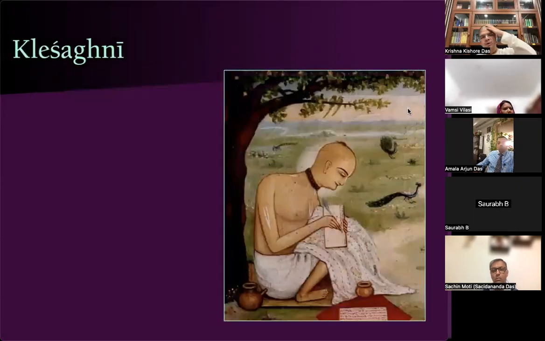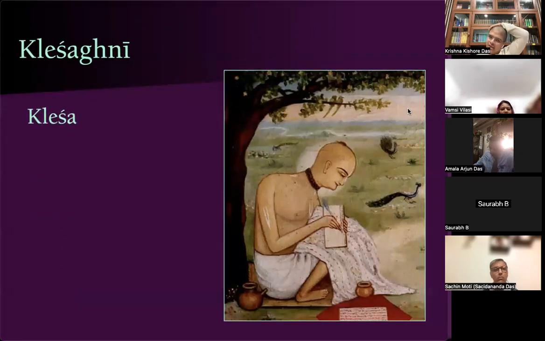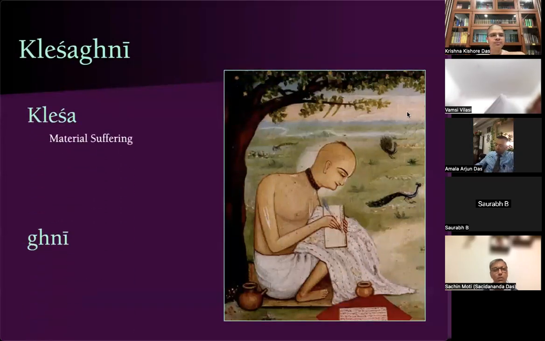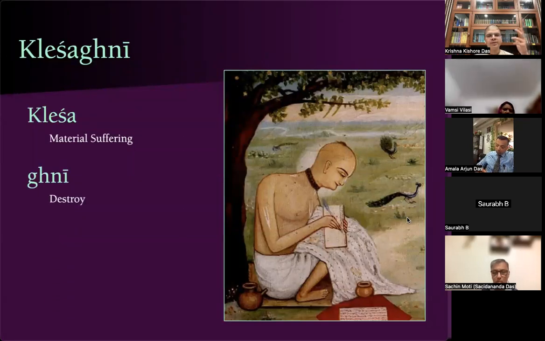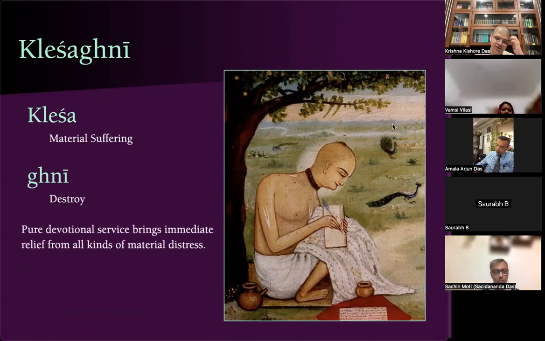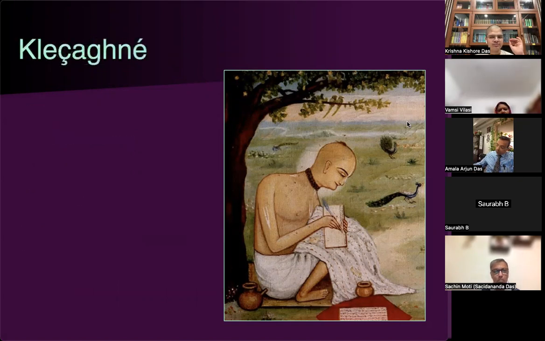So let's see this one by one. Klesha Agni. As I was discussing, Klesha means material suffering and Agni means to destroy. Some devotees tell Agni means to burn, or to destroy. Both are correct. Kleshagni means to completely destroy all material sufferings. This is the first characteristic of devotional service. Pure devotional service brings immediate relief from all kinds of material distress.